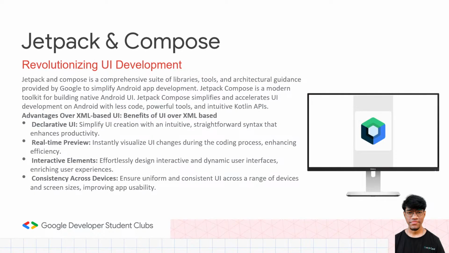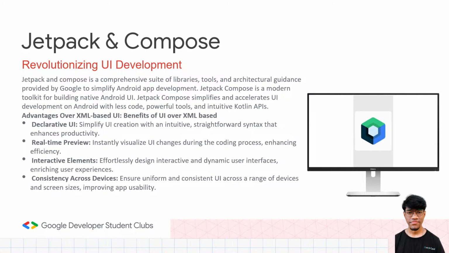After that, we will see Jetpack Compose, which is a UI development kit. It is a comprehensive library of tools provided by Google specifically for Android app development and helps us streamline the Android development process. It accelerates UI development on Android with less code, powerful tools, and Kotlin APIs. The main advantage of Jetpack Compose is its benefit over the XML-based code format.